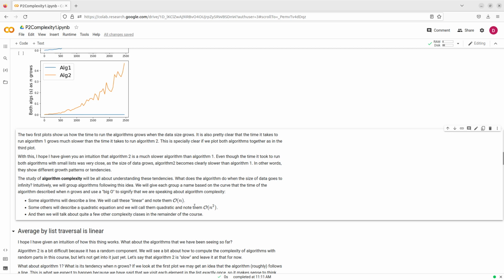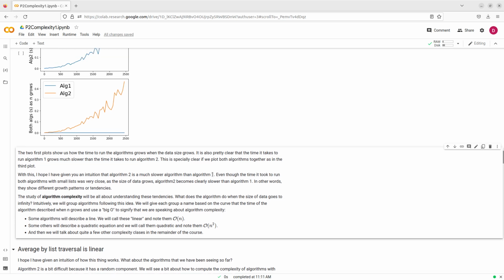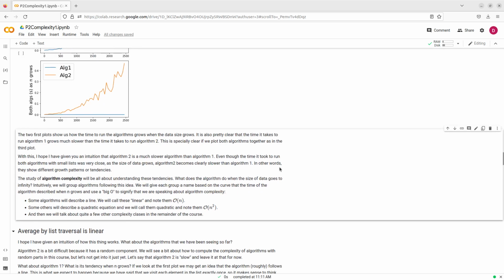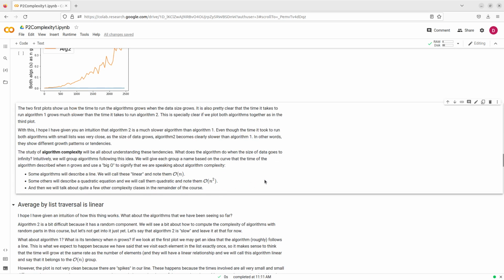The big O just means we are speaking about complexity in one very particular way, and you can go and follow the references in the notebooks to see the very precise definition of what that means mathematically, but today I'm just going to stay with the intuition. Okay, and all of those algorithms that follow a line when their data size grows, we're going to call them linear type algorithms, linear class complexity algorithms.